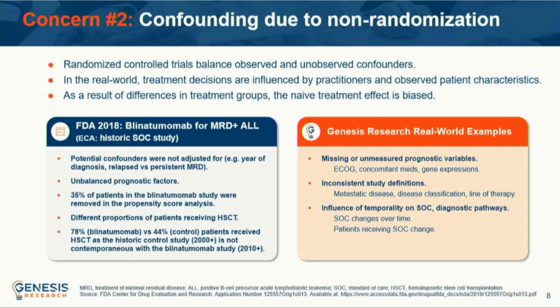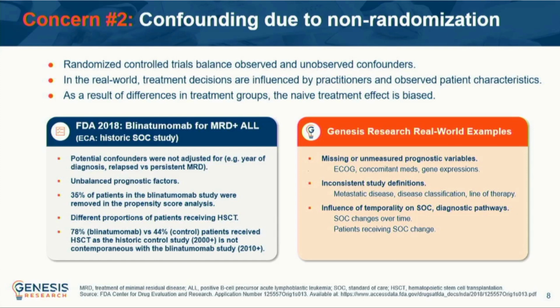This was pointed out in an FDA review of acute lymphoblastic leukemia, where several potential confounders were not adjusted for in their analyses, and using statistical methods, they still had unbalanced prognostic factors. And in fact, many of the patients were removed due to the analyses that they conducted. So it brings up questions of whether or not they're in the same target population. Lastly, they pointed out, due to changing standard of care, that patients receiving stem cell transplant were quite different in the trial compared to the real world data.